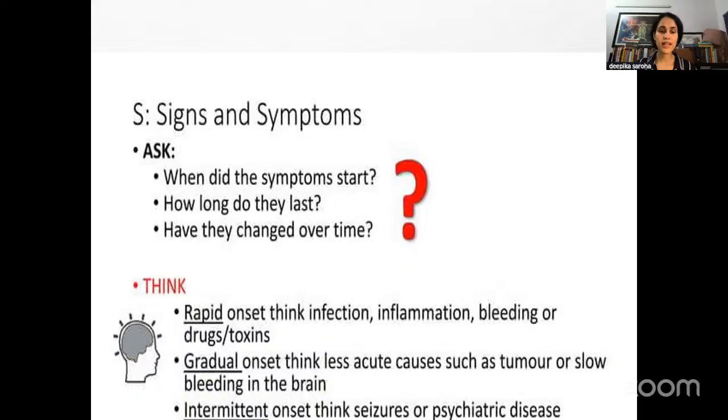So always think that rapid onset will make you think about infection, inflammation, bleeding, or some drug or toxin exposure. Gradual onset will make you think about tumor or slow bleeding in the brain. Intermittent onset makes you think about some psychiatric illness or seizures.